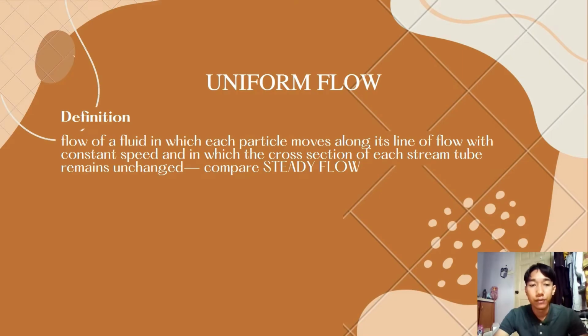Uniform flow. Definition. Flow of a fluid in which its particles move along its line of flow with constant speed and in which the cross-section of its stream tube remains unchanged, compared to steady flow.